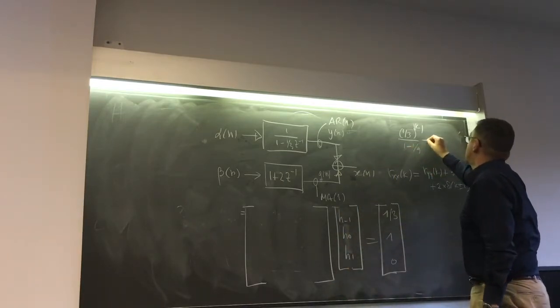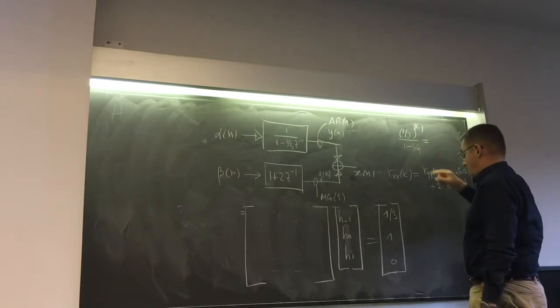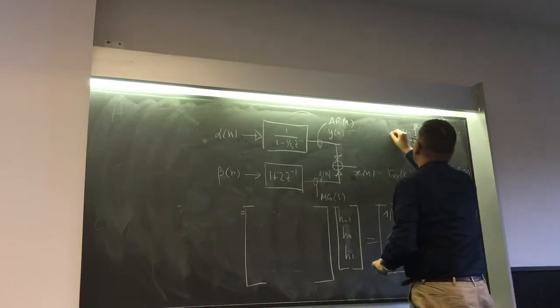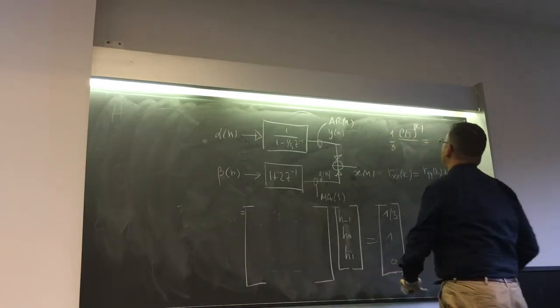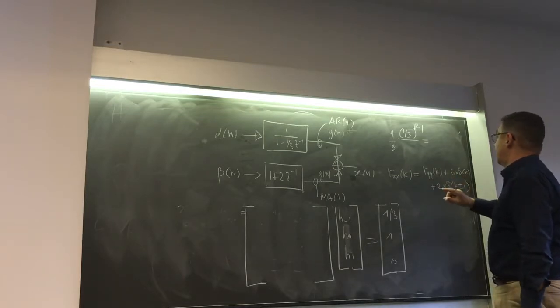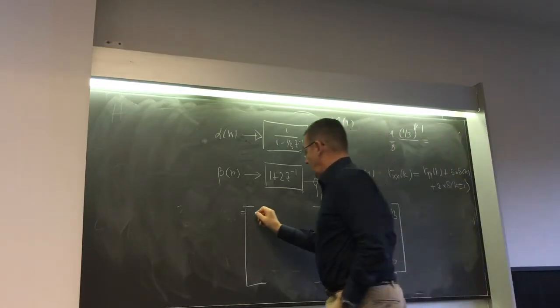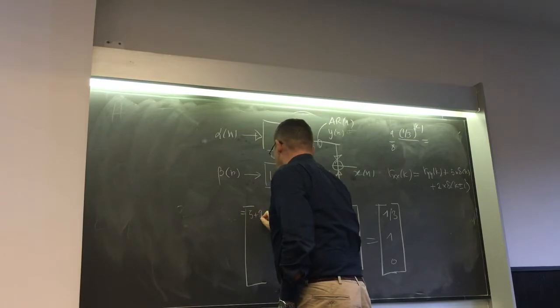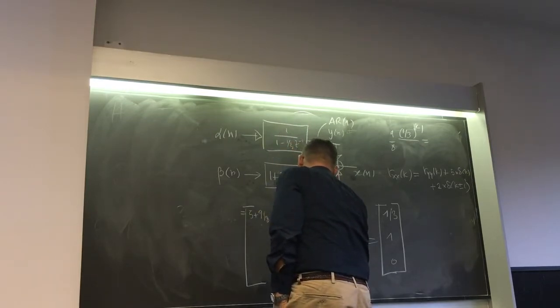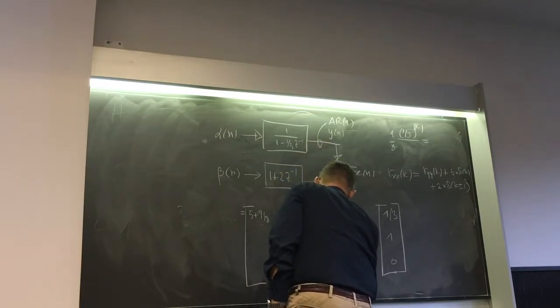So this is equal to 1, 9, so it's 9 over 8. So it's 9 over 8 plus 5. So here I have 5 plus 9 over 8 along the diagonal.